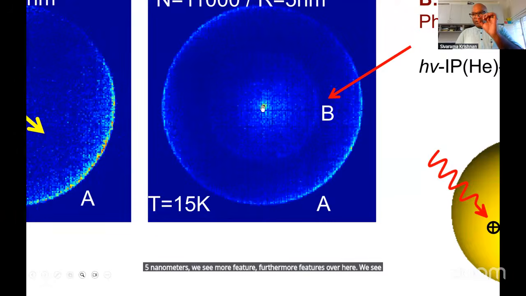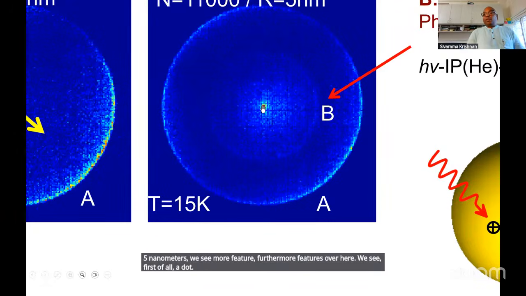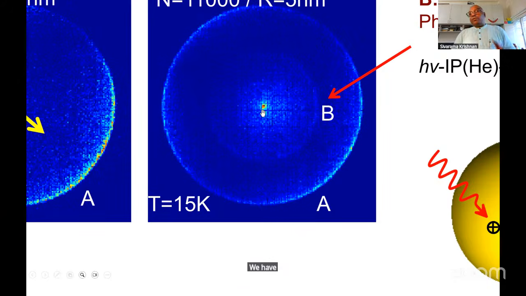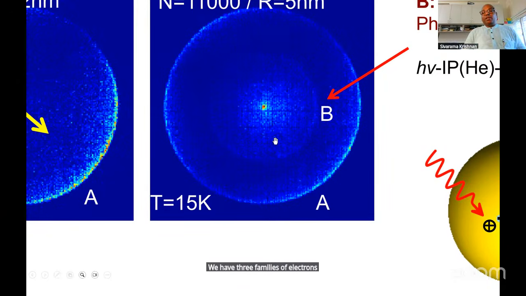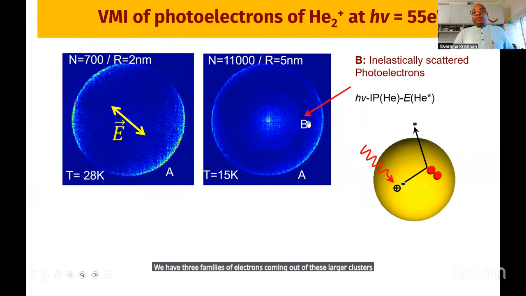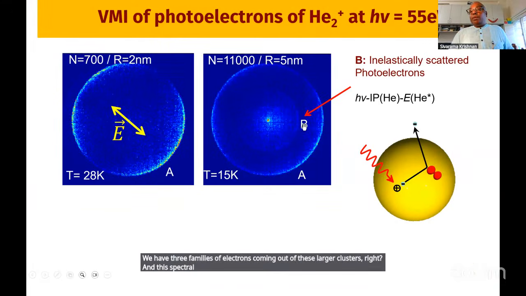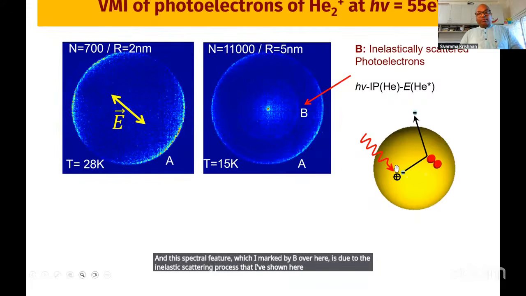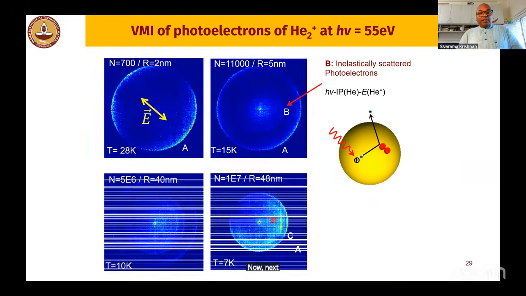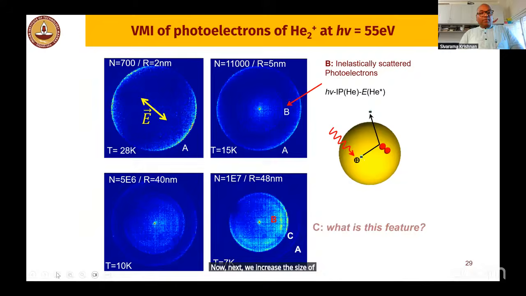We see, first of all, a dot right at the center of this velocity map image. We do see the same outer circle, but then we also see an inner circular ring over here, which means we have three families of electrons coming out of these larger clusters, right? And this spectral feature, which I marked by B over here, is due to the inelastic scattering process that I've shown here, right? And now next, we increase the size of these droplets even further, 40 nanometers.